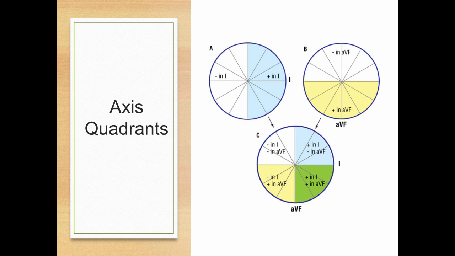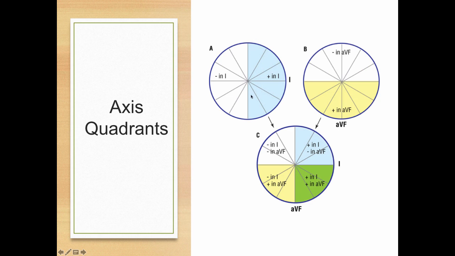That's all you need to look at right now. Two leads: lead 1 and lead AVF. Repeat it with me. Lead 1 and AVF. That's it. Don't overthink it. Lead 1 and AVF.